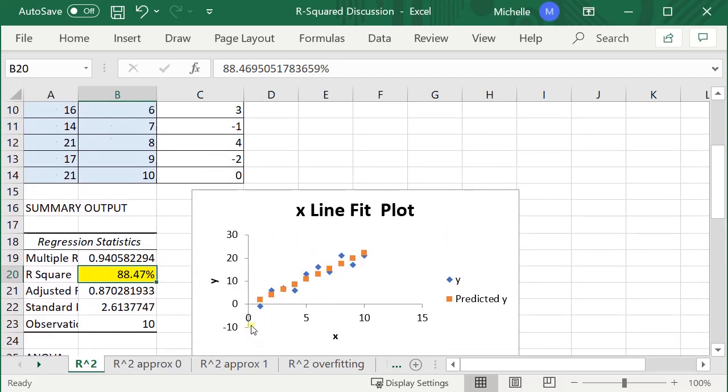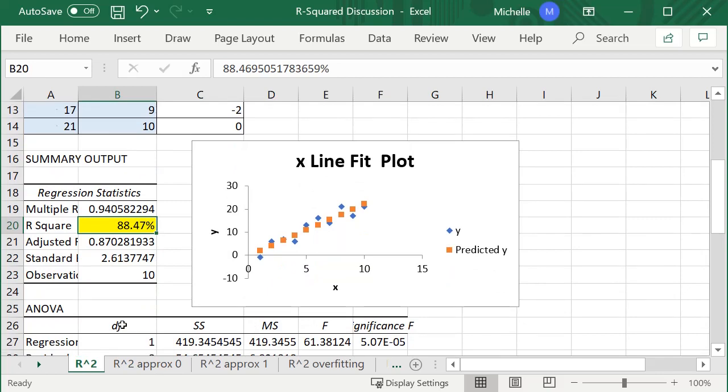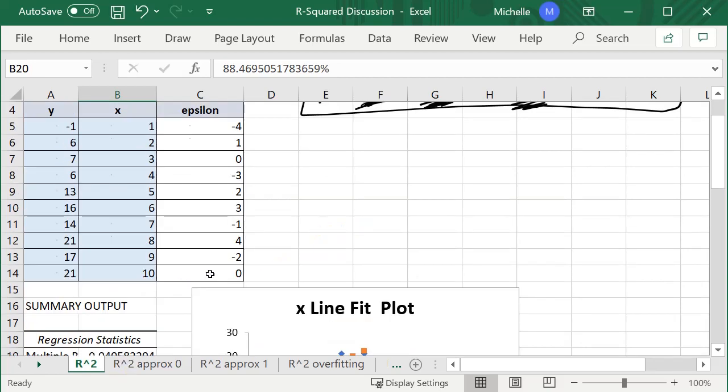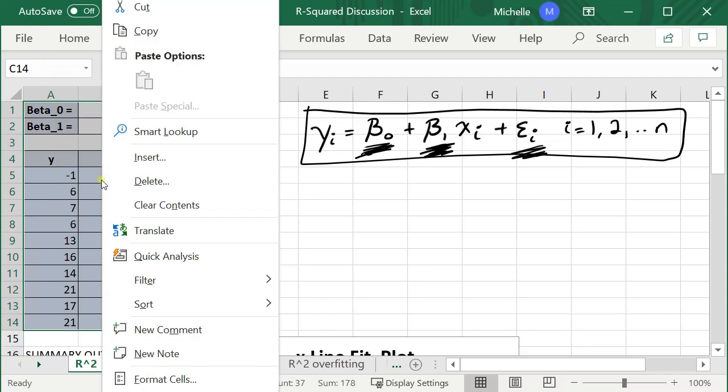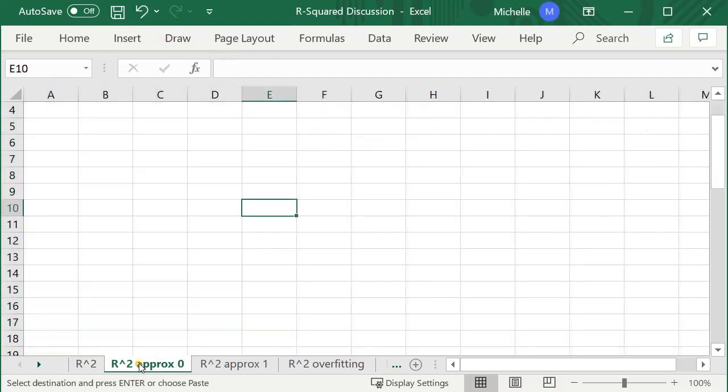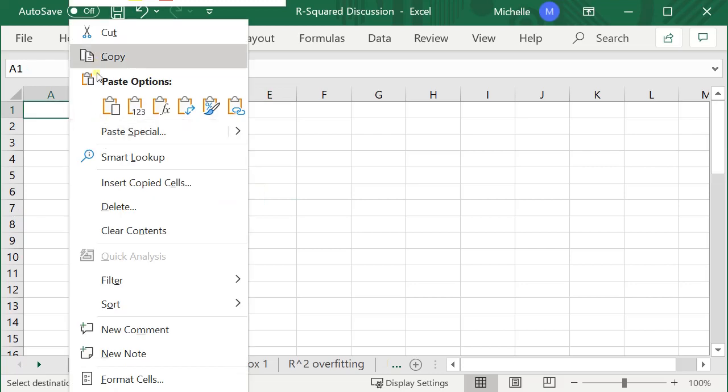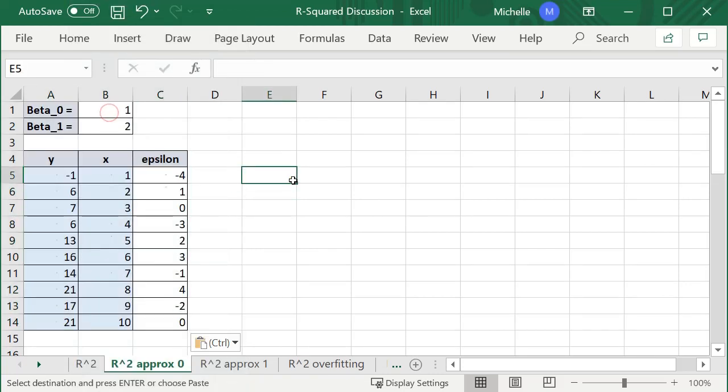Okay. All right, and so what would a bad fit look like? Let me highlight this data and copy it and put it in the next sheet. Let me paste it here. I'm just going to paste it regular. Okay, and so how can I make R squared be approximately equal to 0?